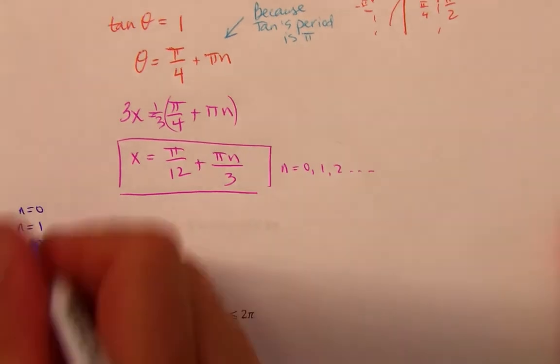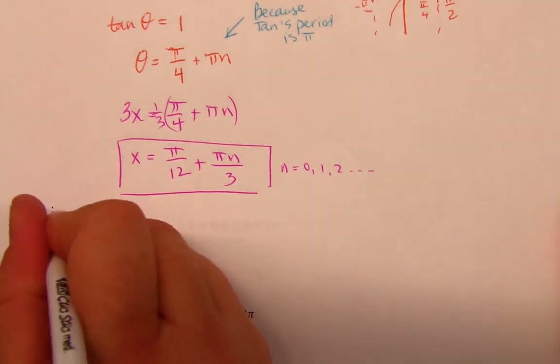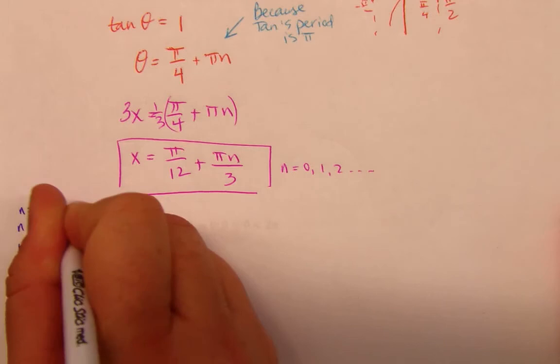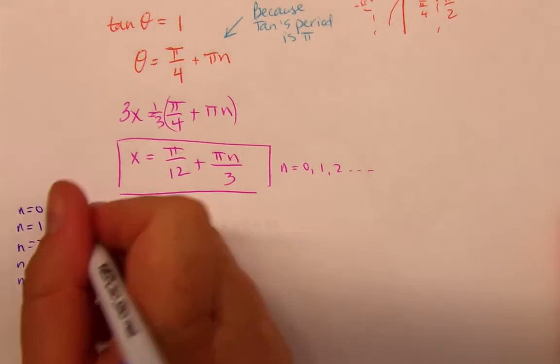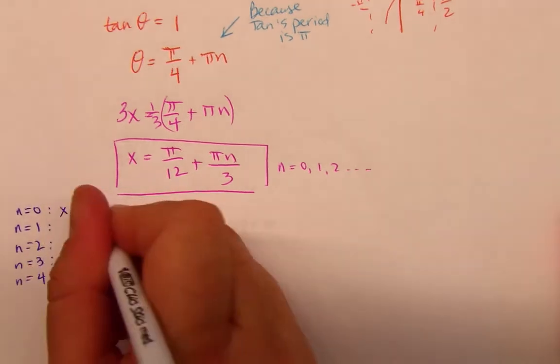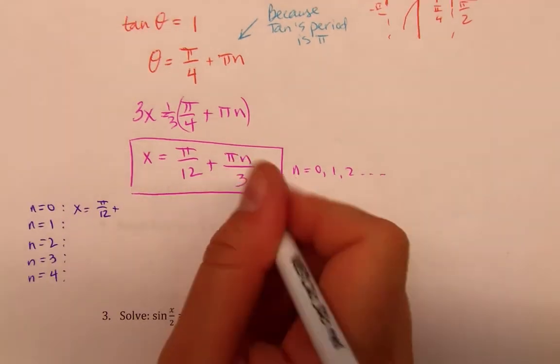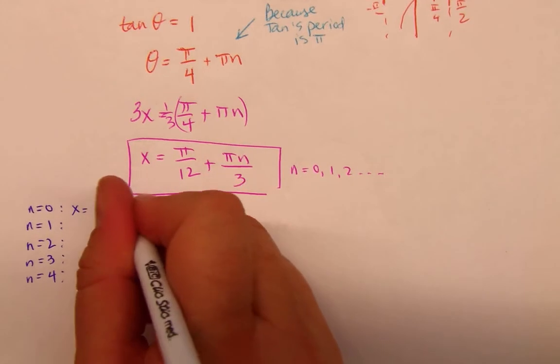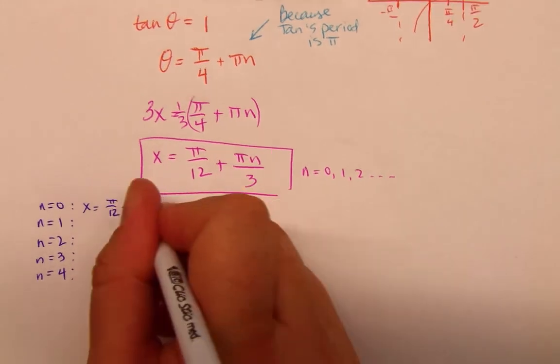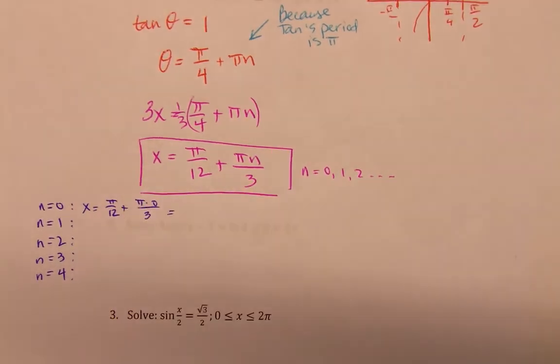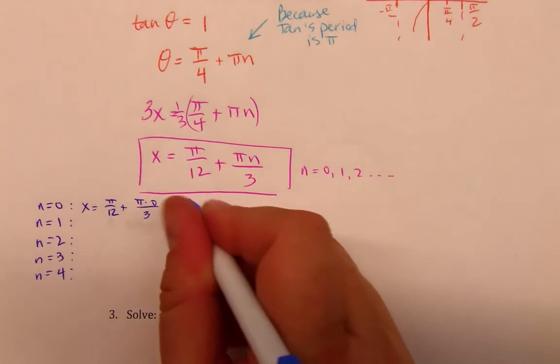Okay, so n equals 0. X would be pi over 12 plus 0, we'll just make this whole thing 0, pi times 0 over 3, and that would just be pi over 12.